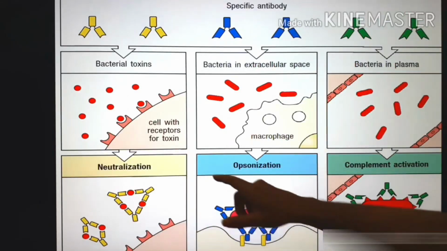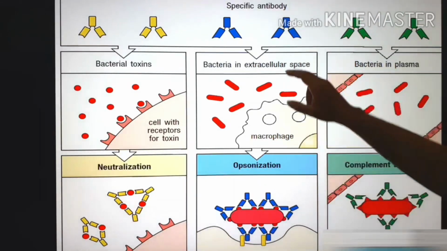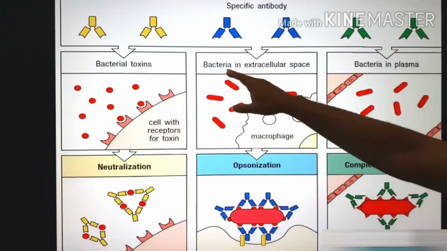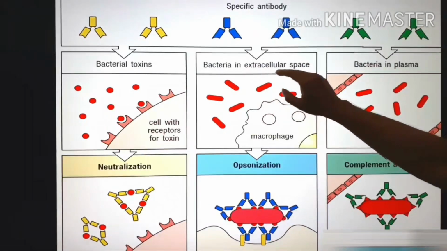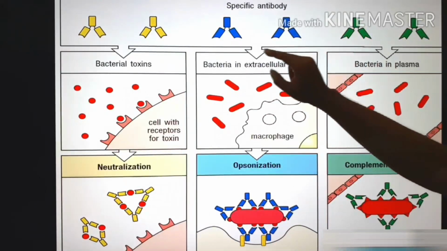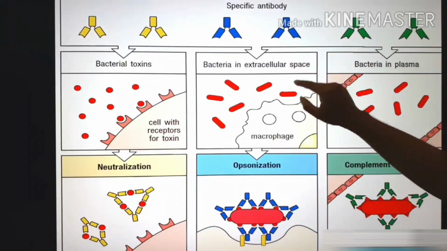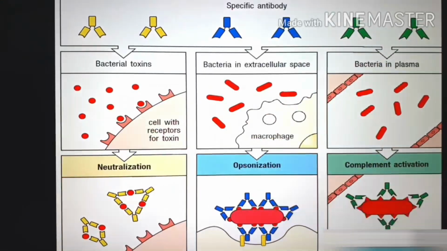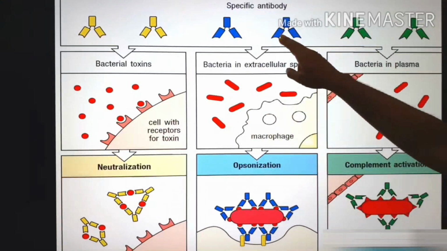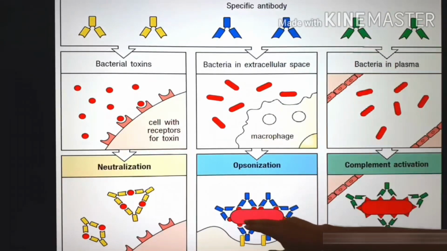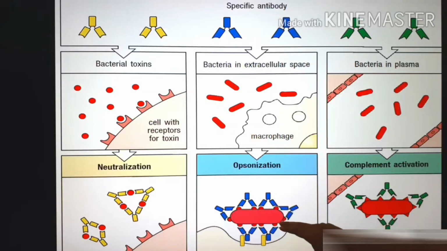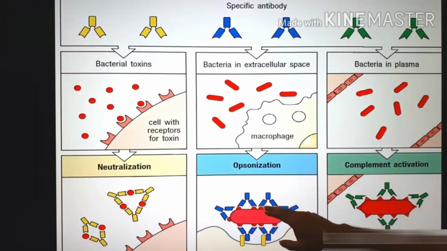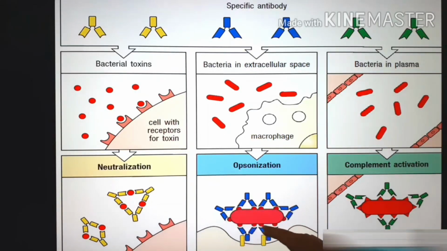So this is neutralization. Another situation is called opsonization. In this case, the bacteria is in the extracellular space. If the bacteria is in extracellular space, then opsonization can happen. The antibody that can recognize the bacteria, or antigenic determinant or epitope, can bind, and the bacteria is coated with antibody. Macrophage expresses some receptor that binds with the Fc region.